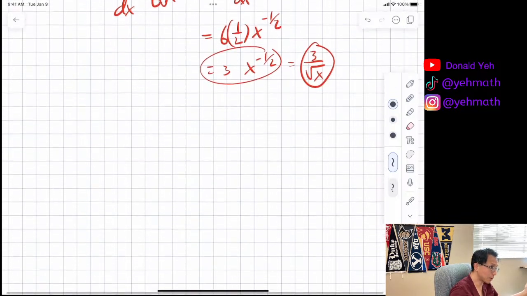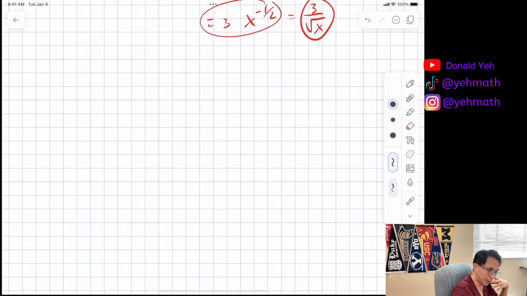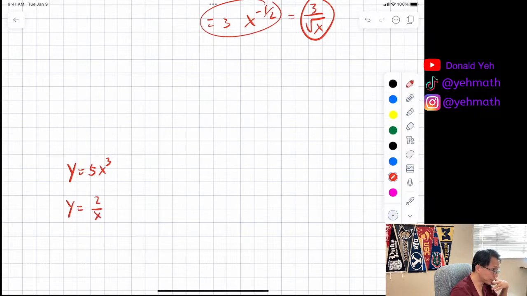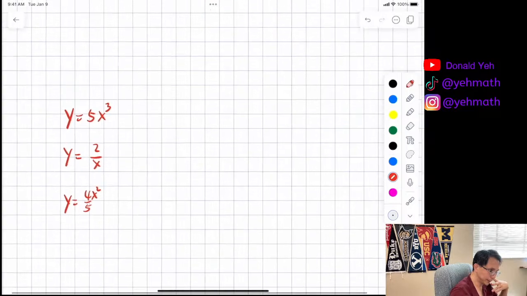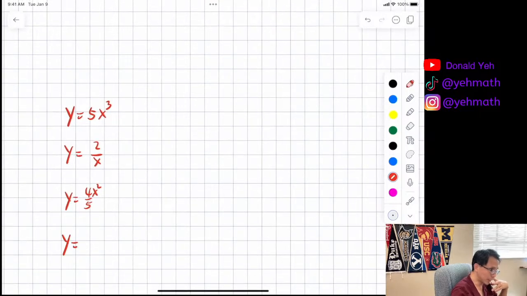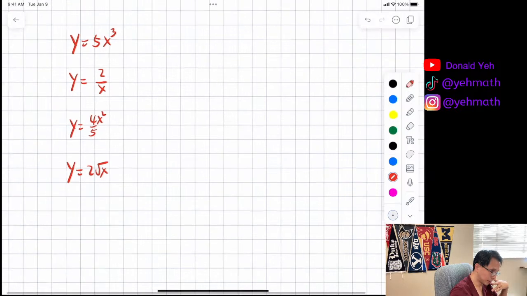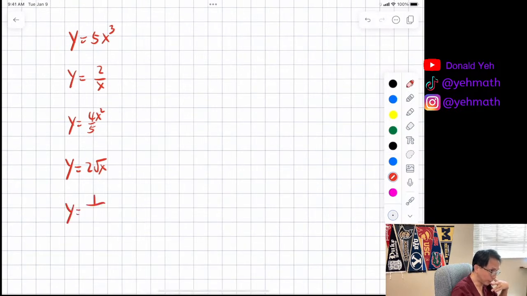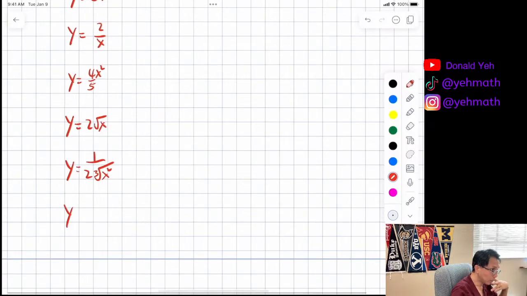So I'll give you something to try. Let's say I have y equal to 5x to the third. y is equal to 2 over x. y is equal to 4 over 5 x squared. y is equal to 2 root x. y equal to 1 over 2 times the third root of x squared. y equal to negative 3 over 2x.